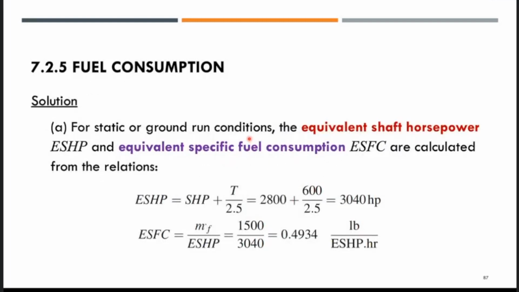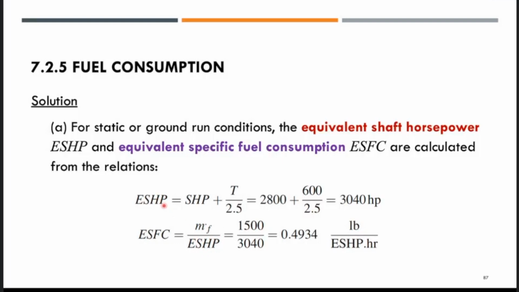For the static or ground run condition, the ESHP, equivalent shaft horsepower, and the equivalent specific fuel consumption can be calculated using the following relations. So you have ESHP equal to SHP plus T over 2.5, where SHP is given as 2,800. You are already given the thrust at 600 pound, which is divided by 2.5, and which is equal to 3,040 horsepower.